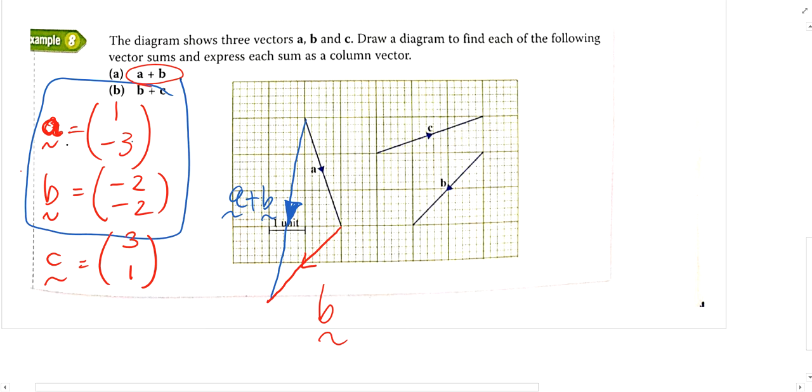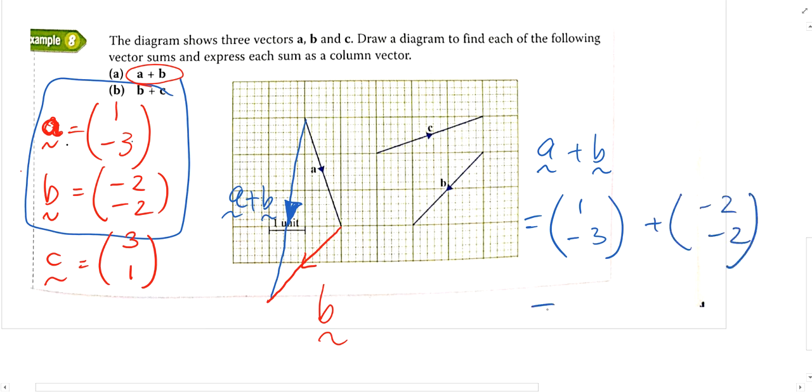the same answer. What do we have if we take A plus B in the column vector form? So 1, negative 3, that is A, plus negative 2, negative 2, that is B. Then if you do your matrix addition, like I said, your column vectors can be considered as matrices. What is the answer? Negative 1, negative 5. Okay, so let us verify our answer.